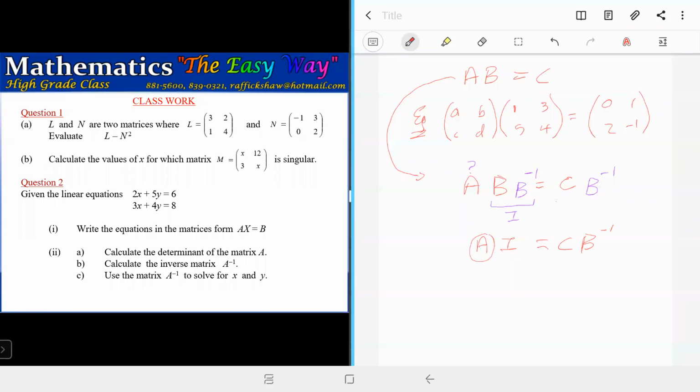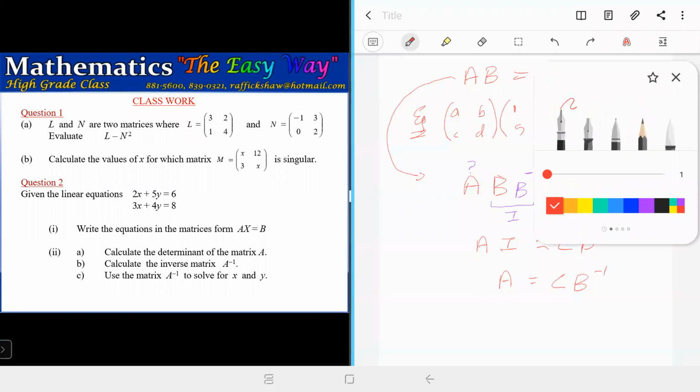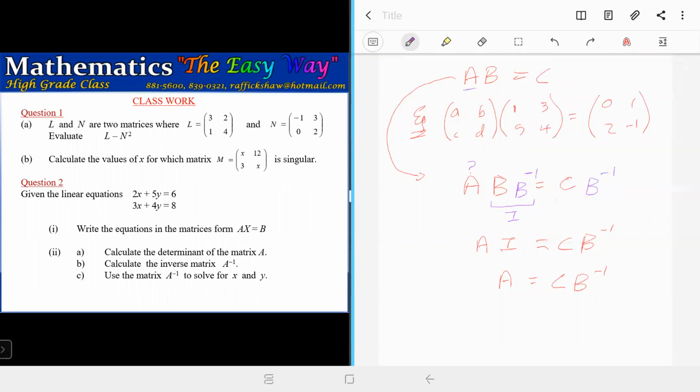And then anything times I. Remember, the I is just like the matrix 1. In that case, A would be equal to C times B to the minus 1. So in this case, you multiply the B to the minus 1 second. Right? And that is if I start with, look back up here, AB equals C, where it is the A that I don't know. Let me underline the unknown. It is the A that I don't know, so I'm trying to make A the subject. See there?